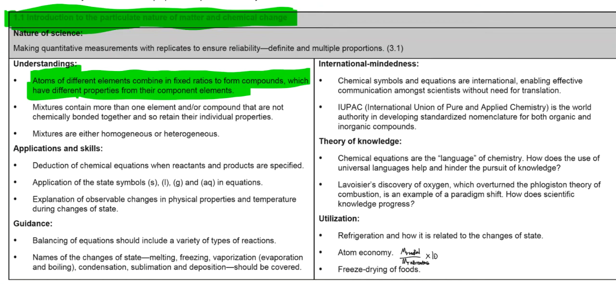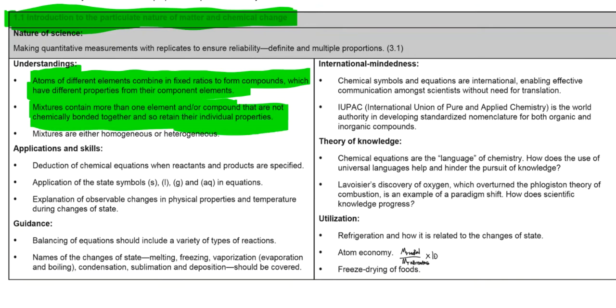In contrast to compounds, we have something called mixtures. Mixtures contain more than one element or compound and are not chemically bonded, and so retain their chemical properties. When you have mixtures, you can have either homogeneous or heterogeneous. Homo means same, hetero means different. So homogeneous means same state, so mixtures could contain the same state of compounds, while heterogeneous would mean different states.